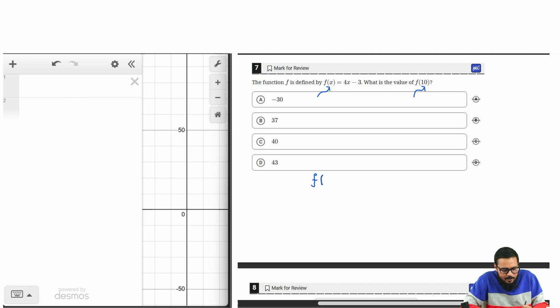So I'm going to put f of 10, which means x is substituted as 10. In the equation, I'm going to substitute x as 10. So 4 times 10, that would be 40. And 40 minus 3, that would be 37. So your right answer should be answer option B.